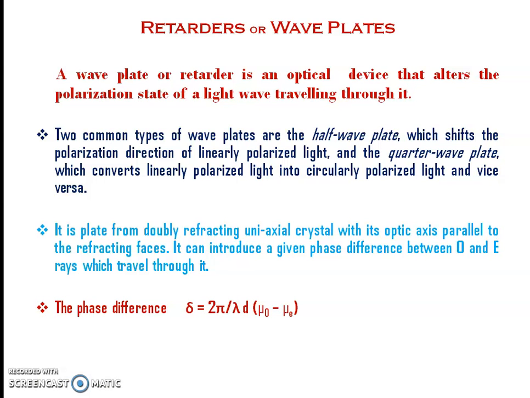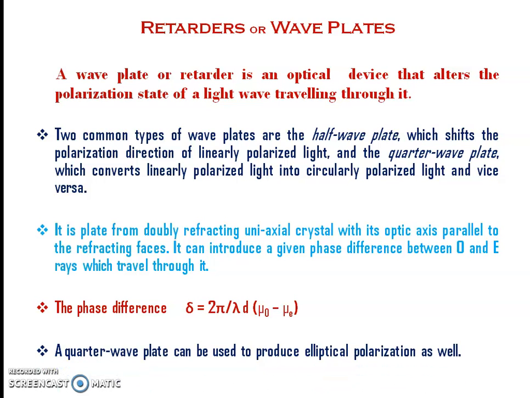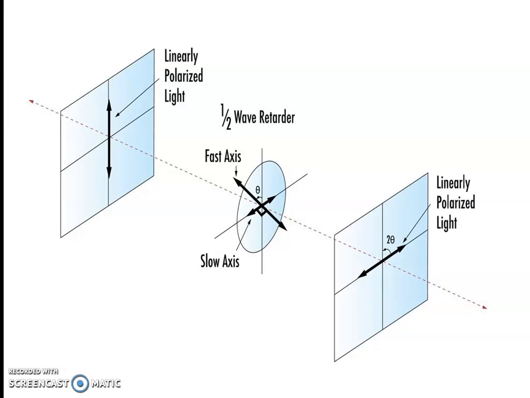The phase difference delta is equal to 2 pi by lambda into d in bracket mu naught minus mu e. A quarter waveplate can be used to produce elliptical polarization as well. So this is all about the retarders. Now if you look at this particular diagram, here this is linearly polarized light, and here this is also linearly polarized light. This is a half wave retarder, this is the fast axis, and this one is the slow axis.